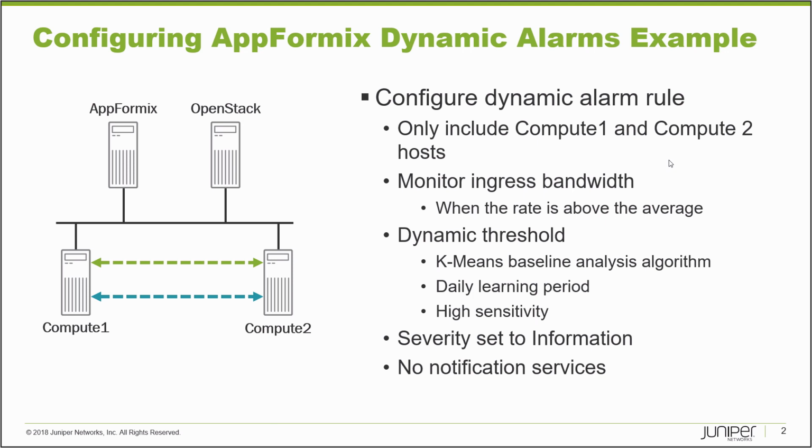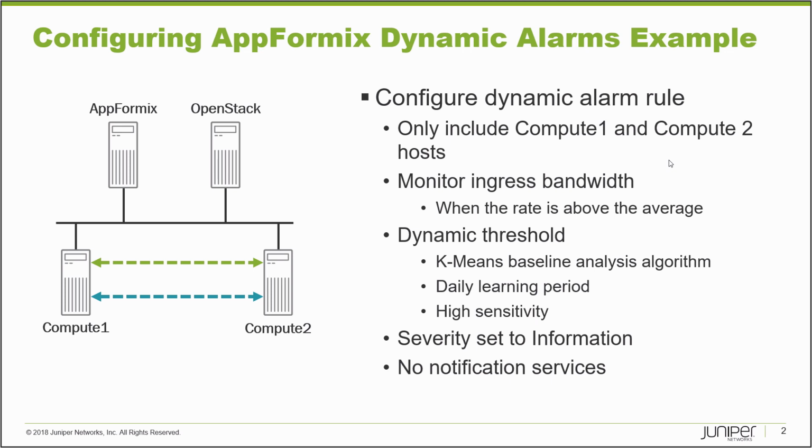And what we want to do is configure a dynamic alarm rule that includes compute 1 and compute 2. So we're going to monitor the ingress bandwidth of those 2 compute nodes. Now we could set this up to monitor bandwidth usage for the VM instances, but in this example, we're going to be using this dynamic alarm rule to monitor the overall traffic for the compute nodes. So that would include all VMs on those compute nodes.